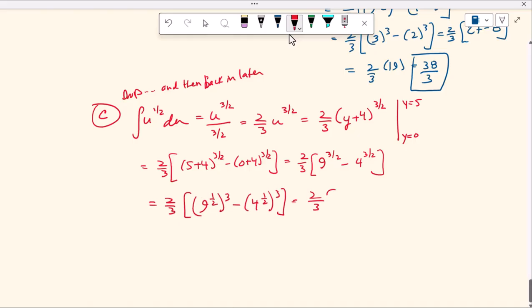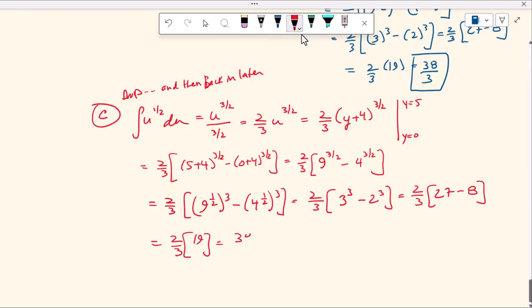So 2/3 out front. 9 to the 1/2 is 3. So this piece is 3. 9 to the 1/2 means square root of 9 to the 3rd power. And then here this would be 2 cubed. 3 cubed is 27. 2 cubed is 8. 27 minus 8 is 19, so this would be 38/3. So we get the same answer, just a different route. So you can decide which one you like better.